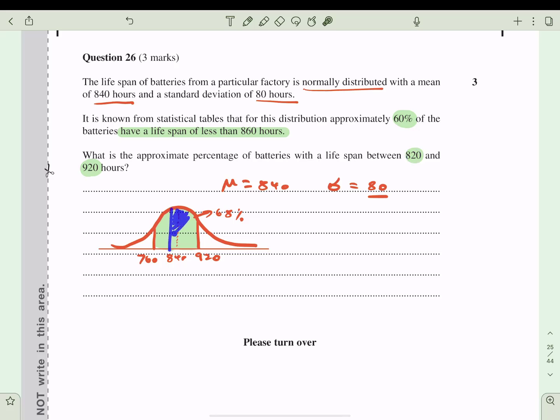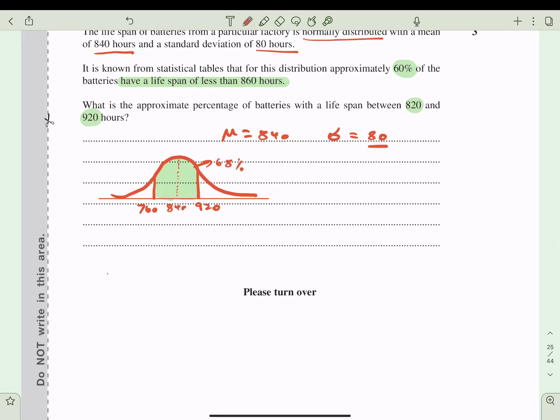So we are eventually going to find this area, but obviously we don't know what to do just yet. But remember that the question gives us an additional piece of information. We should try to use that. So once again, drawing my bell curve, we are told that a lifespan, so this is my mean, 840, a lifespan less than 860 is a 60% chance. So this area here now is 60%.